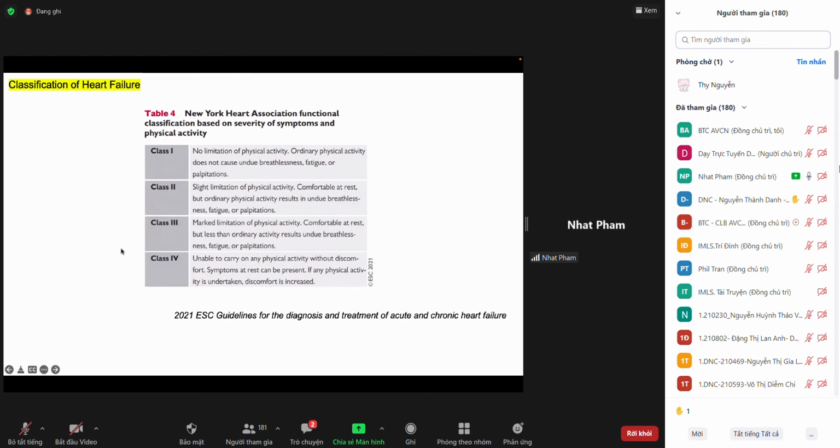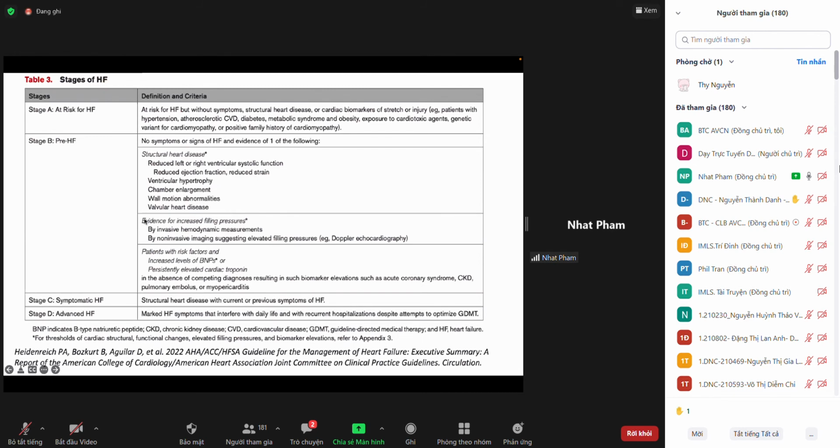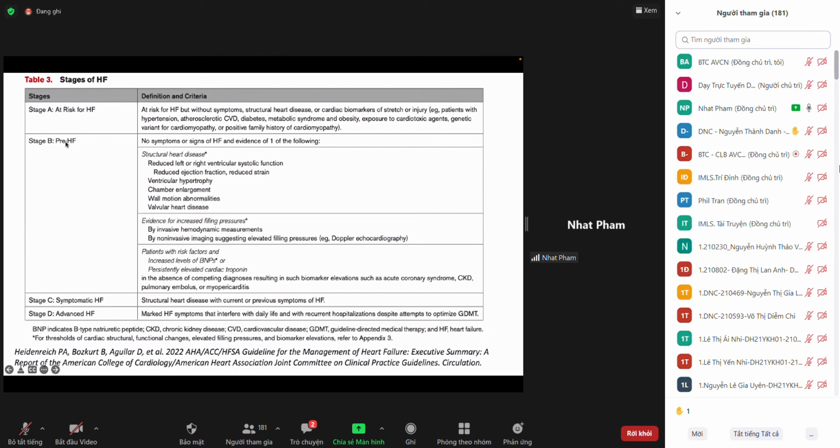This one is from the New York Heart Association, also known as NYHA. The second classification of heart failure is based on the AHA, which has different stages: stage A, stage B, stage C, and stage D. Stage A means the patient is at risk of developing heart failure. Stage B means the patient has pre-heart failure. Stage C means still mild heart failure. And stage D means the patient has advanced heart failure.